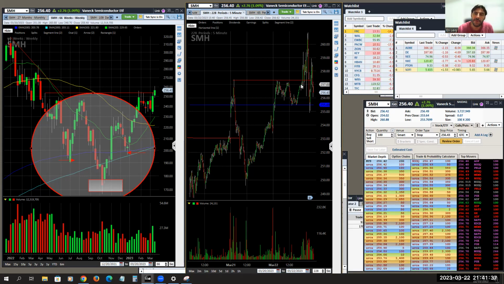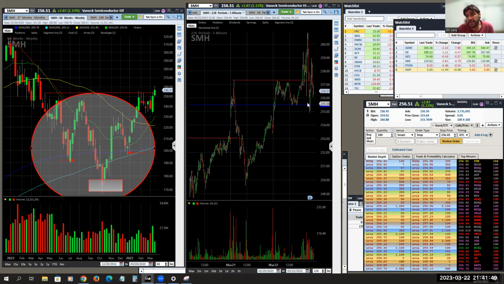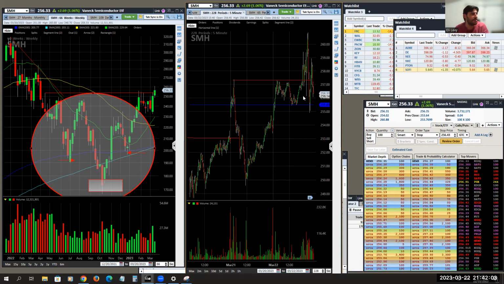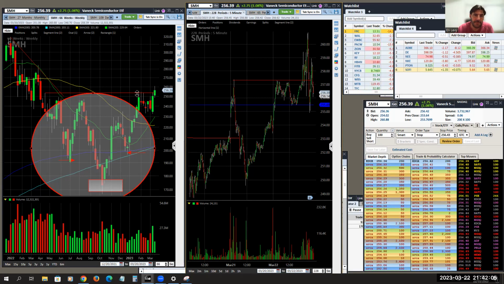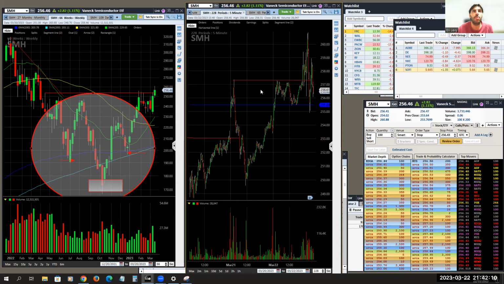Overall, I do believe that we are trying to support this area, this 255.50. That's the significant area that we were talking about, 255.60. If this turns into a support, and so far it has been, this went up to 260 something, 261 almost, came back down to this 255.50 area, kind of supported it, and we're trading around 256.30 right now. So we're going to see how this plays out. I hope this is not a fake out, because it could be a fake out. And we're going to let the days tell us what's going on.